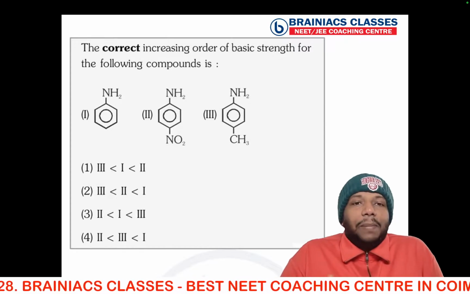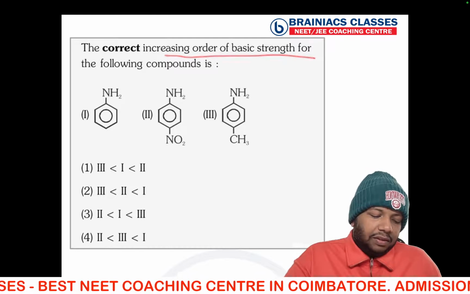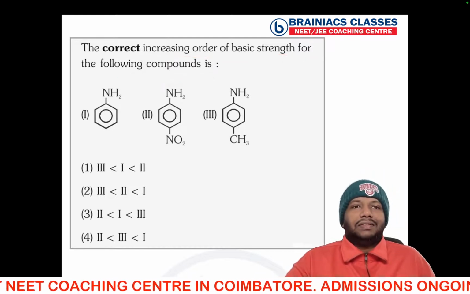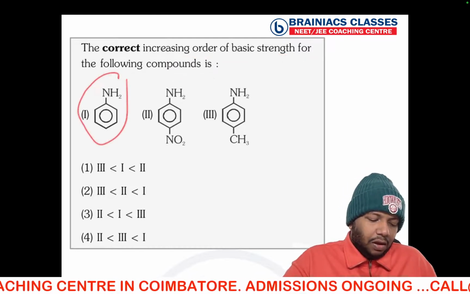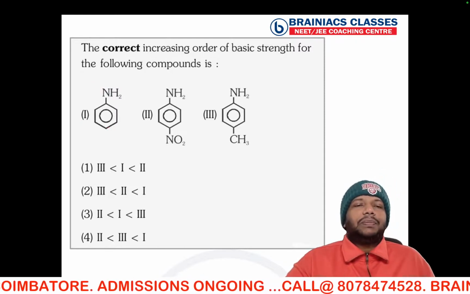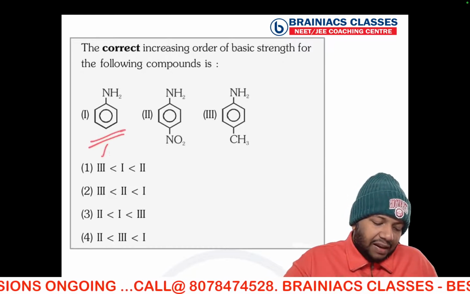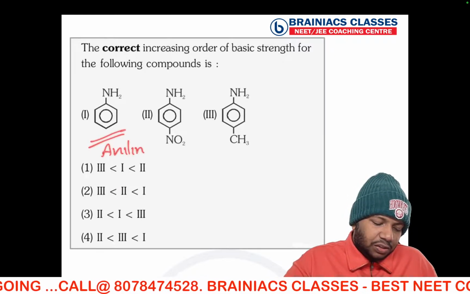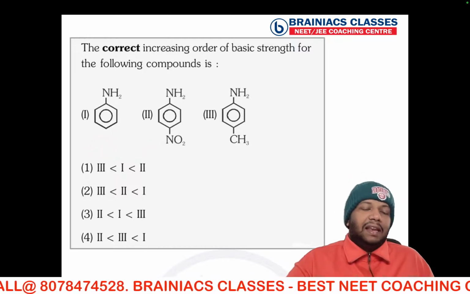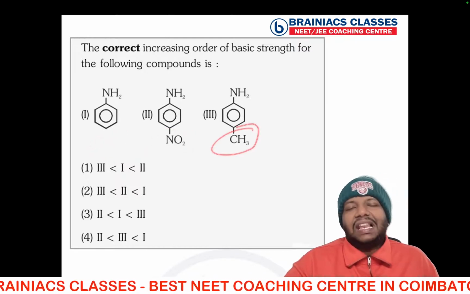Now we are coming to basic strength. The question is: the correct increasing order of the basic strength for the following compounds. The first compound mentioned here is benzene with the NH2 group, and this is called aniline. Then you have para-nitroaniline, then you have para-methyl aniline.